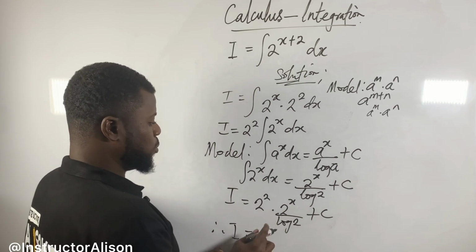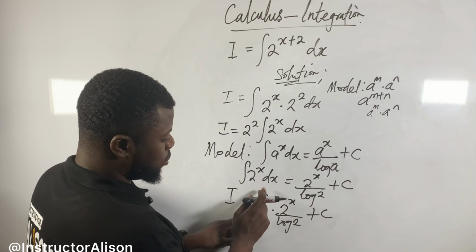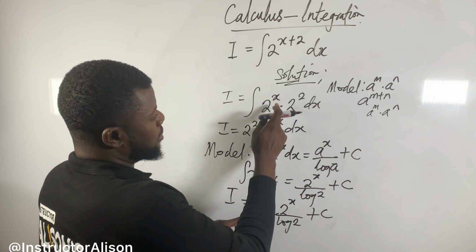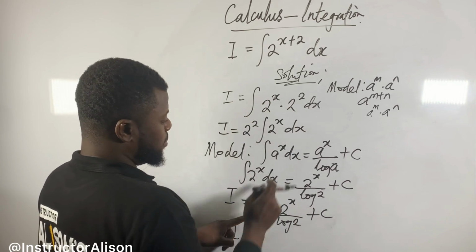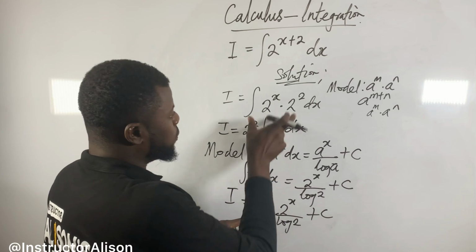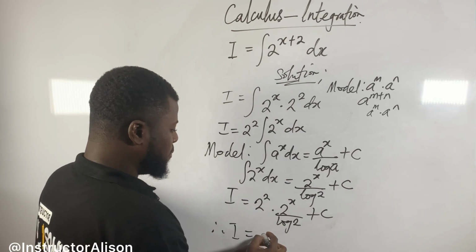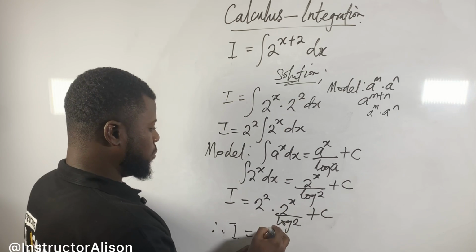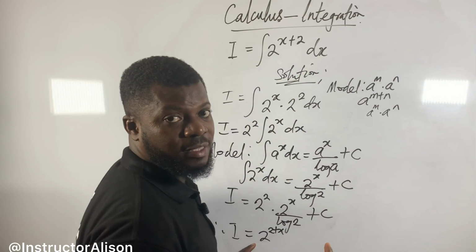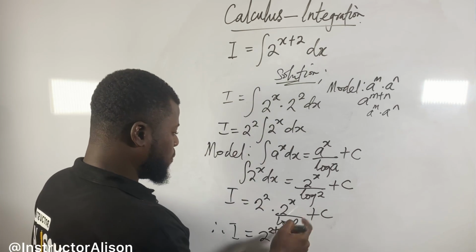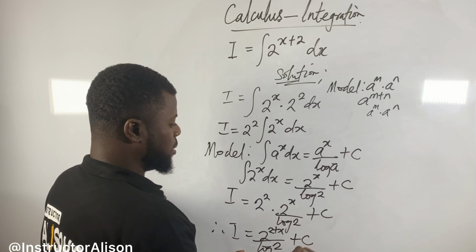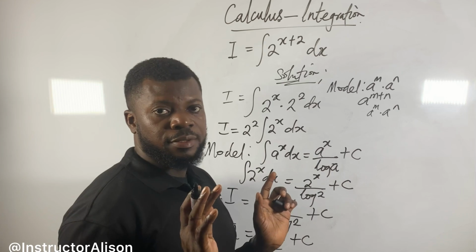2 to the power of 2 dot 2 to the power of x, which is the same as 2 to the power of x dot 2 to the power of 2. Combining them gives 2 to the power of 2 plus x, which is the same as x plus 2. If you leave it like that, no problem. So the answer is 2 to the power of x plus 2 over log 2 plus c. That is the final answer.